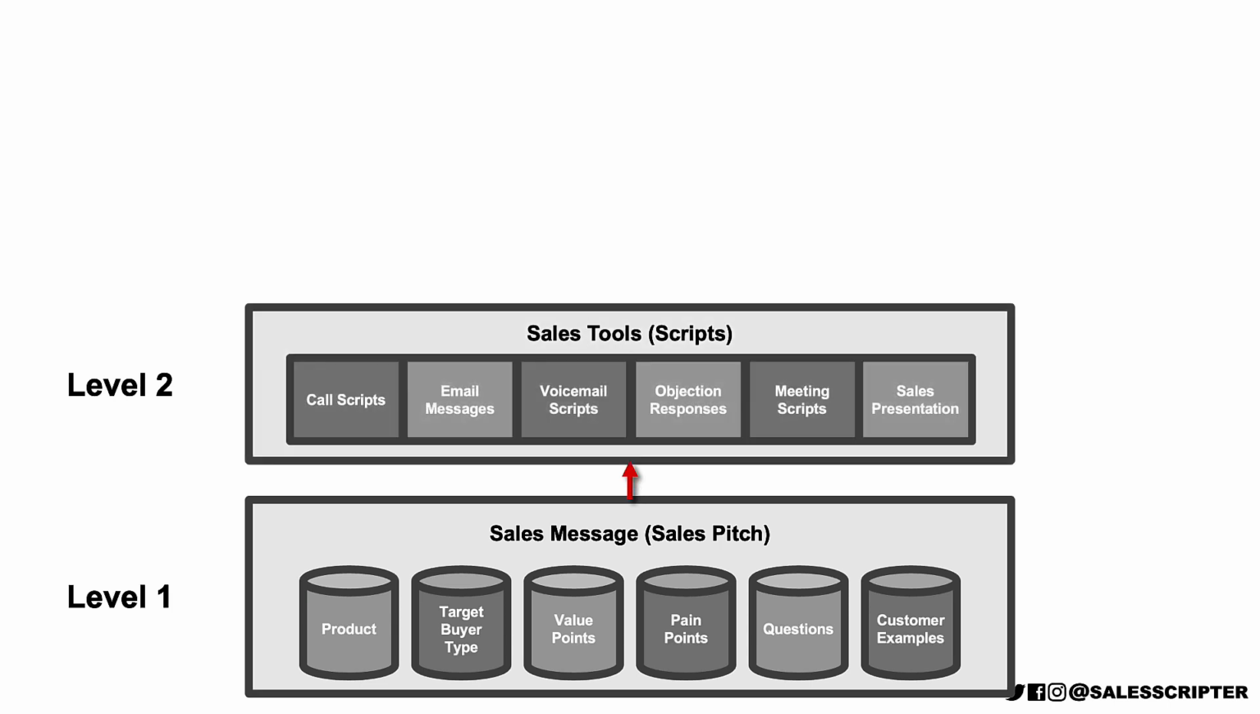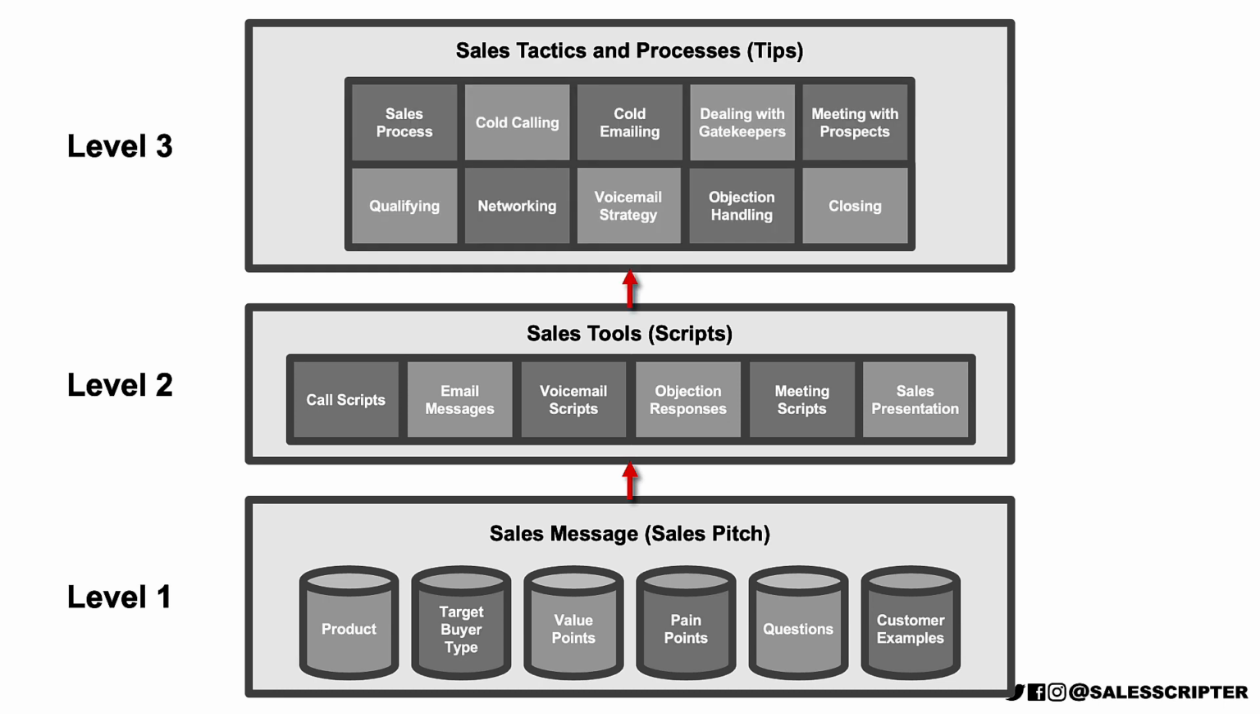And once you have that, then you can very easily use that sales message to create your cold call scripts, email messages, your objection responses, which is what I showed you some examples of here today. And then once you have your objection responses and your sales scripts and your email templates, then it's about executing, and that's all discussed in level 3 of the SMART sales system.